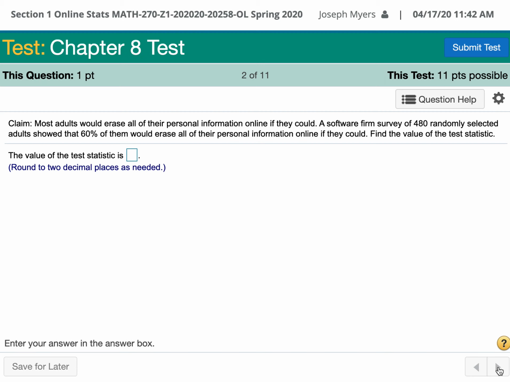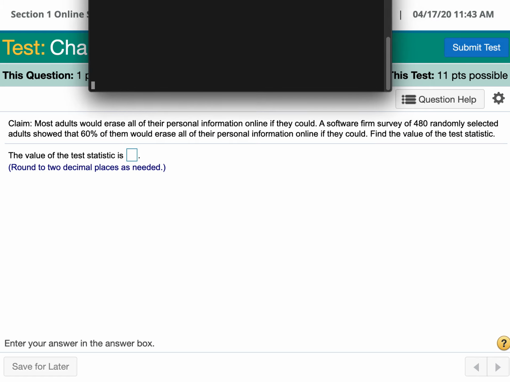Now let's look at the second question on our Chapter 8 test. It says, claim: most adults would erase all of their personal information online if they could. A software firm survey of 480 randomly selected adults showed that 60% of them would erase all of their personal information online if they could. Remember, we already determined that the null hypothesis was P equals 0.5.